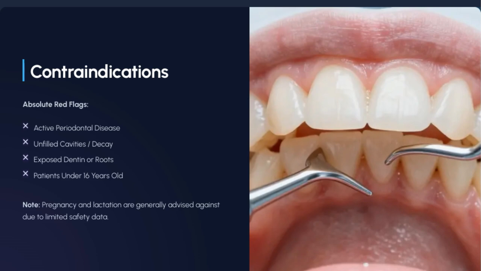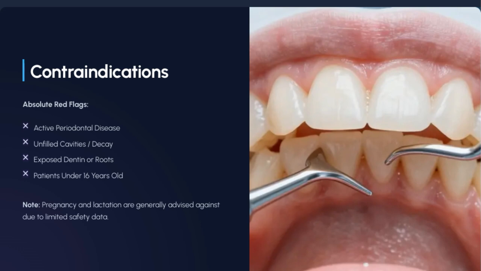Exposed dentin or roots are also a concern. These areas are more sensitive, and treatments can cause discomfort or damage if not handled properly. Unfilled cavities or decay represent active areas of infection or deterioration. Proceeding without addressing these issues might exacerbate the problem or lead to further complications.